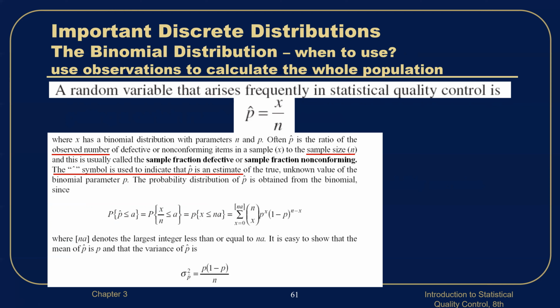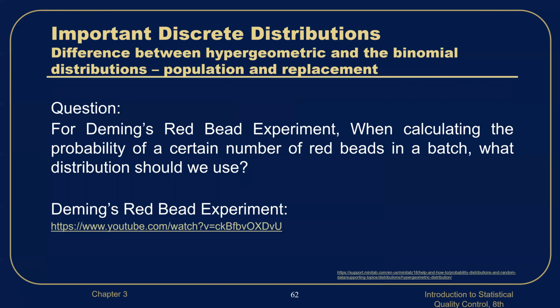So in this way, for a very large population where we cannot get the real value of p, we can use the p hat to estimate the p value. That's the meaning of doing this sampling as an estimation.